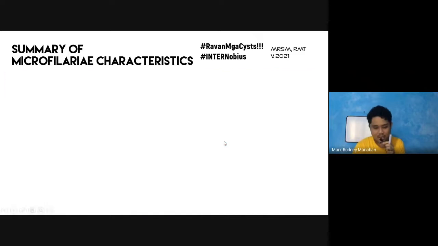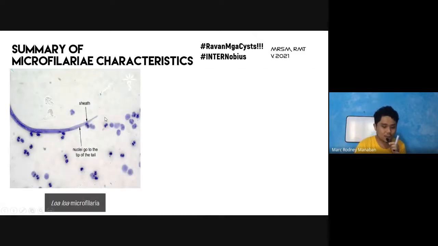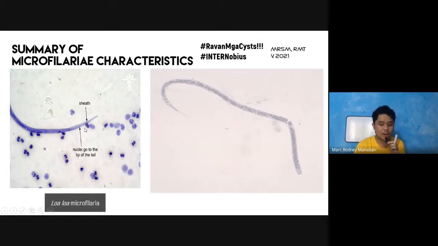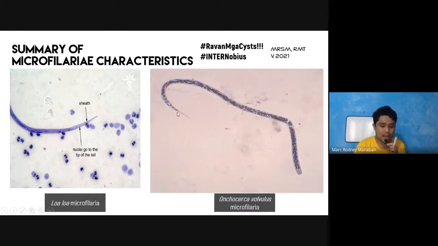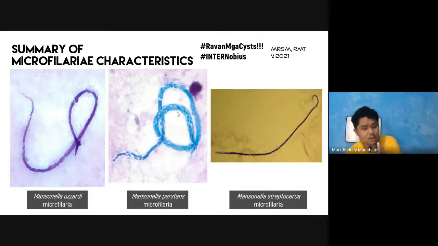All right. Okay. Next, you have Loa-Loa. As you can see, continuous ang ihang nuclei at the tip of the tail. And there's a sheath na covering. And then Onchocerca volvulus, you have here the nuclei. Kay kotobra siya here, wala siyang extend. All right. So no nuclei at the tip of the tail. Okay. All right. And lastly, for the Manzanella species, Manzanella ozardi, do not extend to the tip of the tail. Streptocerca, continuous siya at the end of the tail. Okay. And you have Mansonella perstans, continuous at the tip of the tail. And Mansonella streptocerca, shepherd's crook appearance sa iyang tail.